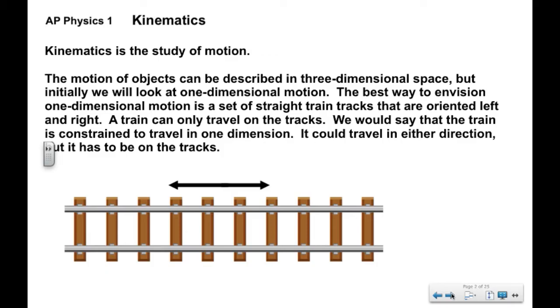We're going to be describing the motion of objects in three-dimensional space, but initially we're going to look at one-dimensional motion. Best way to envision one-dimensional motion is a set of straight train tracks that are oriented left and right. The train can only travel on the tracks. We would say that the train is constrained to travel in one dimension. It could travel in either direction, left or right, but it has to be on the tracks.